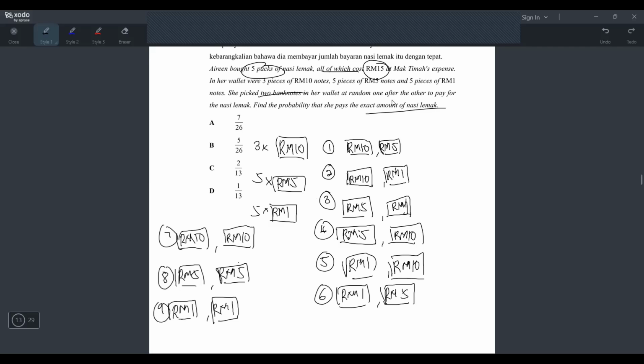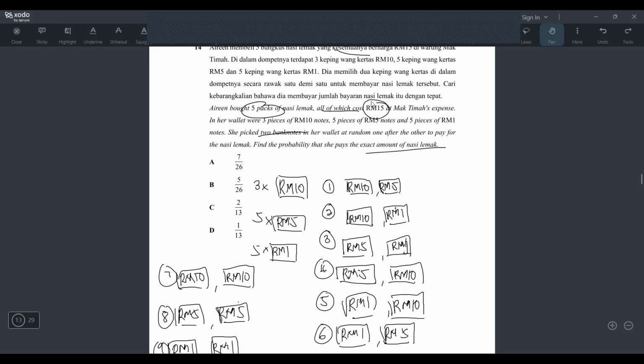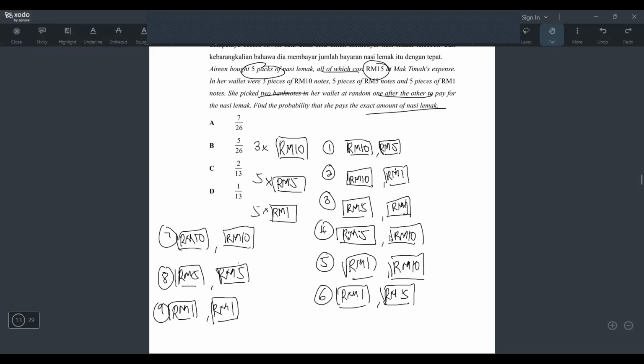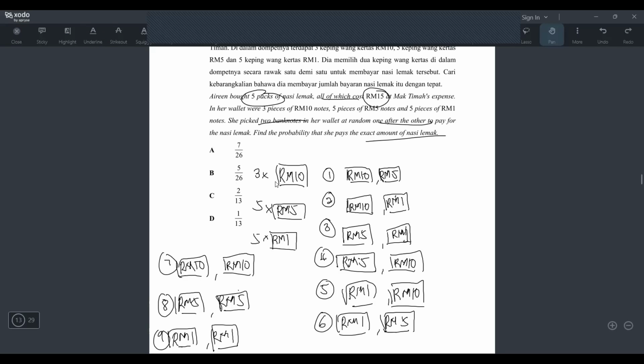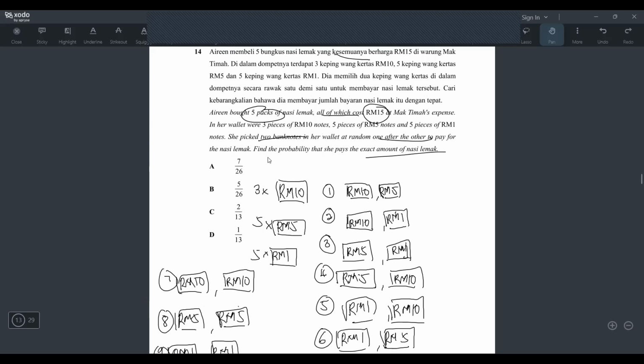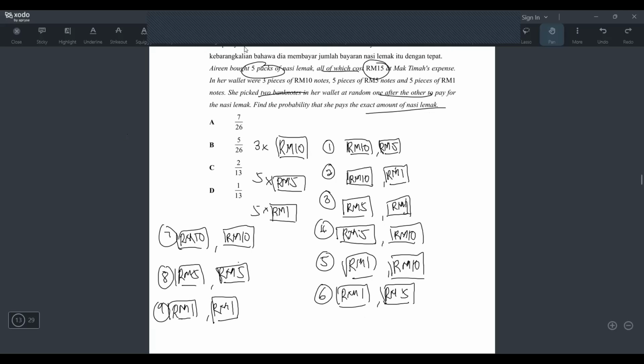Okay, now let's see. Find the probability that she pays the exact amount of nasi lemak. Okay, did they say exact amount of 5 nasi lemak or just 1 nasi lemak? She pays the total amount. So I think it's 15 ringgit, right? So she picked 2 random notes, one after another. Oh, yeah, one after the other. That's why we have to consider the 5-10 possibility, because 5-10 and 10-5 is not the same. So to pay for the nasi lemak, find the probability that she pays the exact amount. So we don't have to do all of this. We only have to do the one where she paid the exact amount, 15 ringgit.